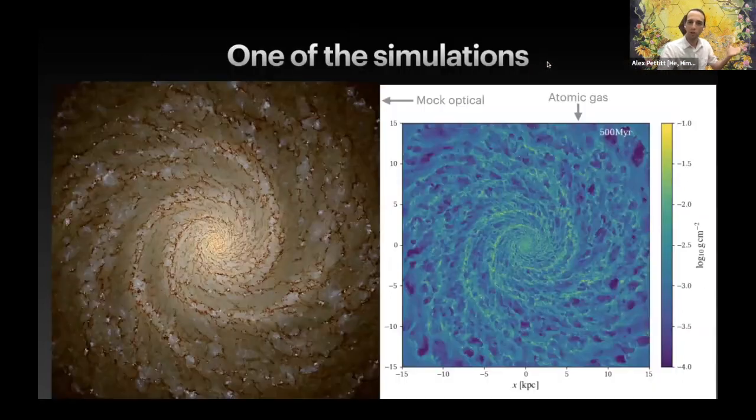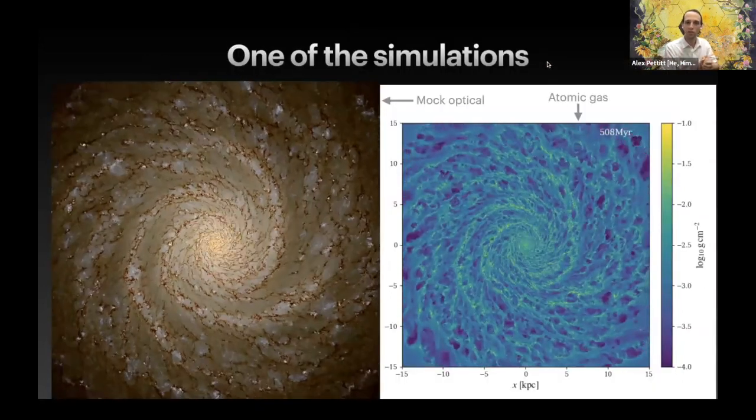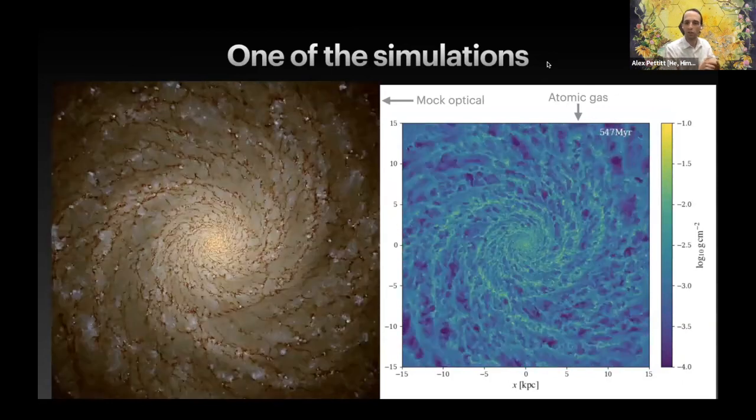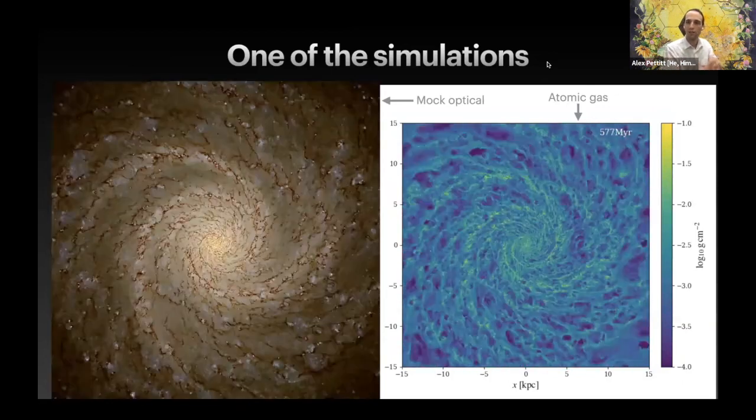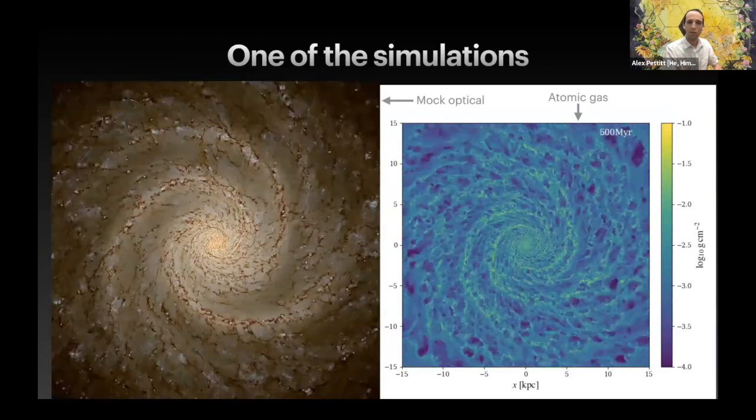So it wouldn't be a simulator without showing you a pretty movie. This is one of our disks. On the right, I've got the atomic gas mass in this galaxy, and on the left is just a mock optical image of the thing. And we have a few of these now.